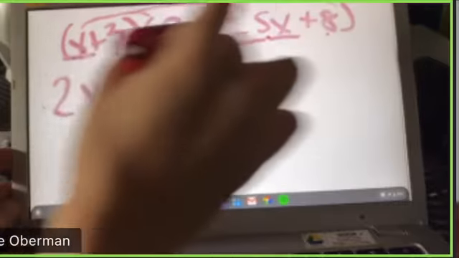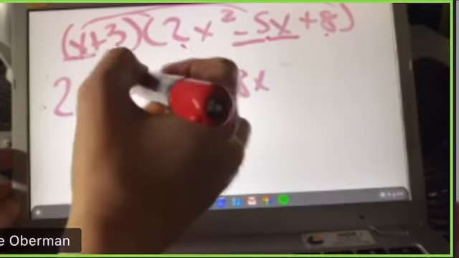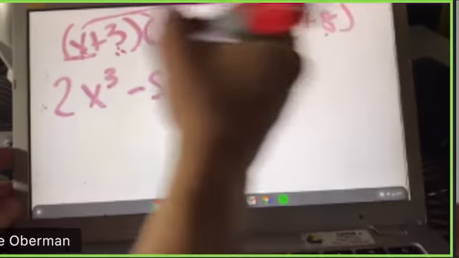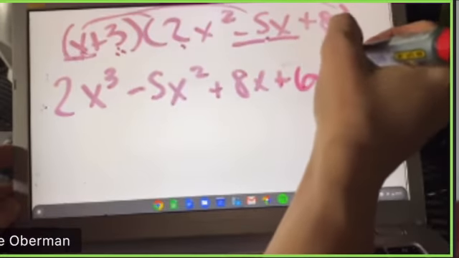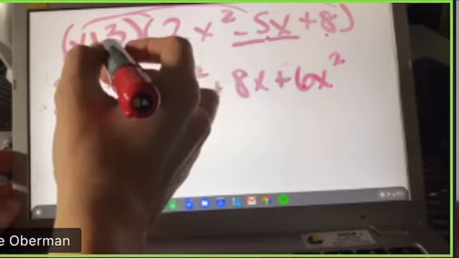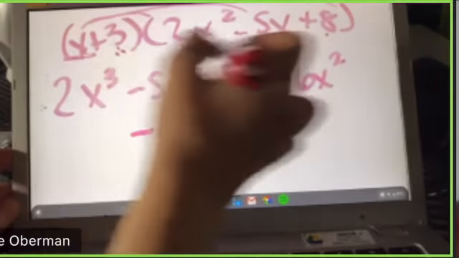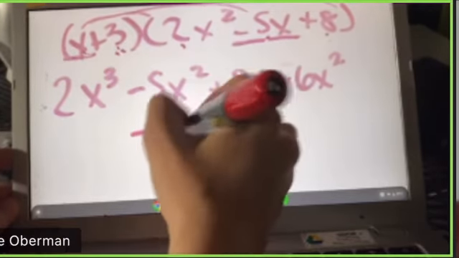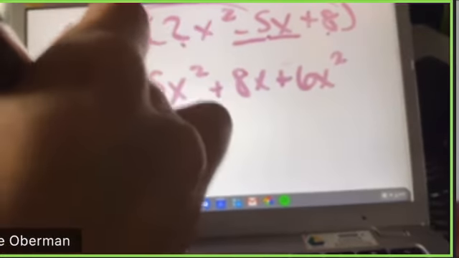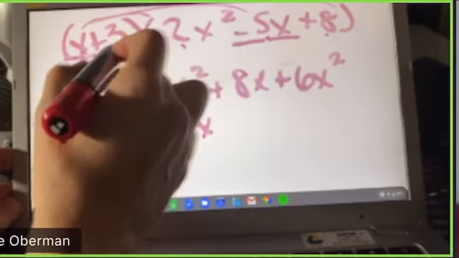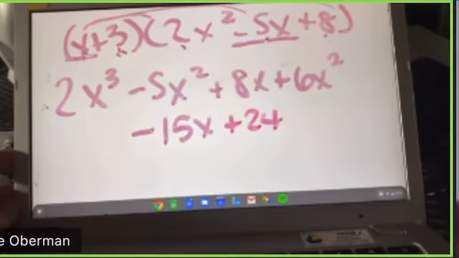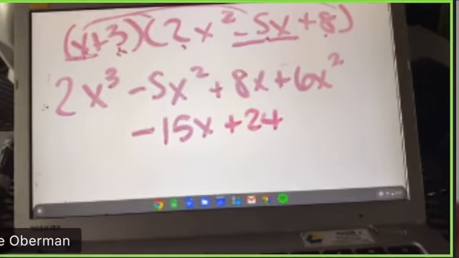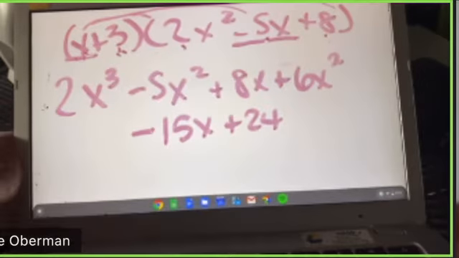Okay. So now we get plus 3 times 2 is 6, and this is x squared, so plus 6x squared. Then minus 3 times 5 is 15, so minus 15x. And then finally, we have a positive 3 and a positive 8. We're going to have plus 24. Okay? Then you need to combine like terms to simplify this, to make it make more sense.